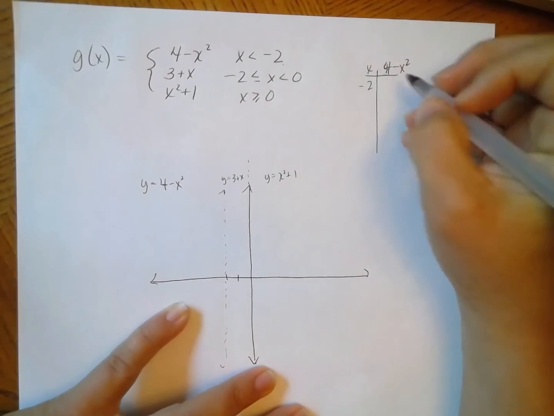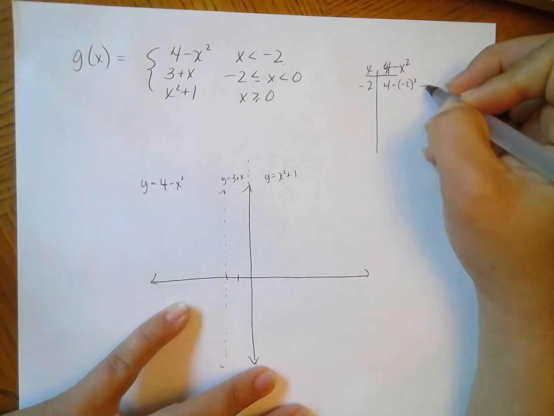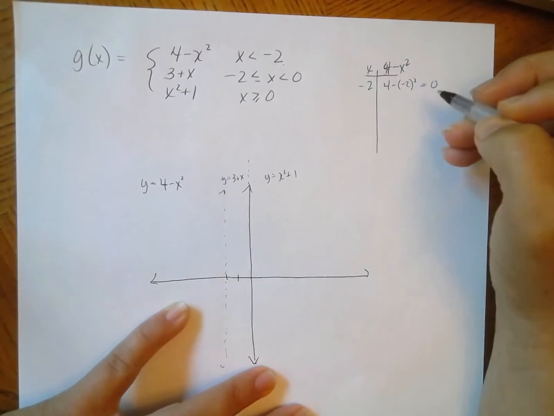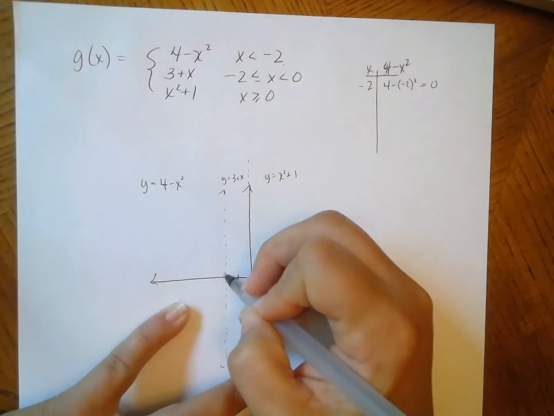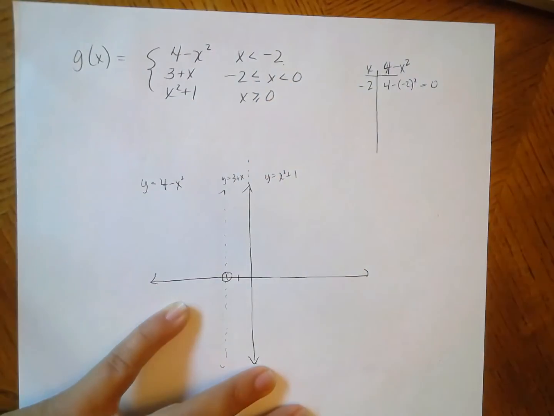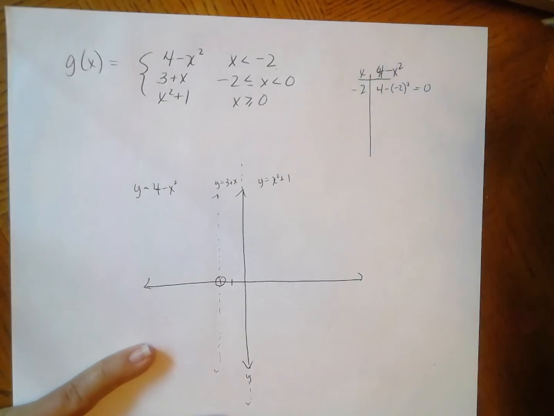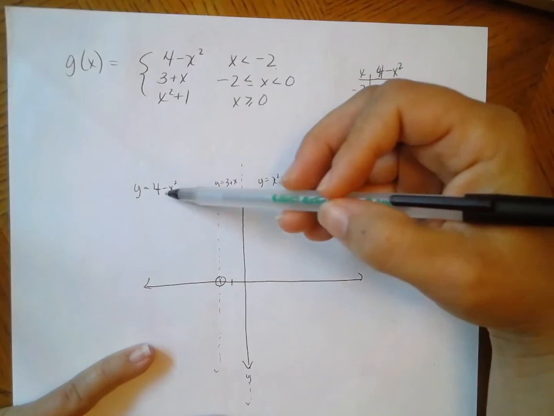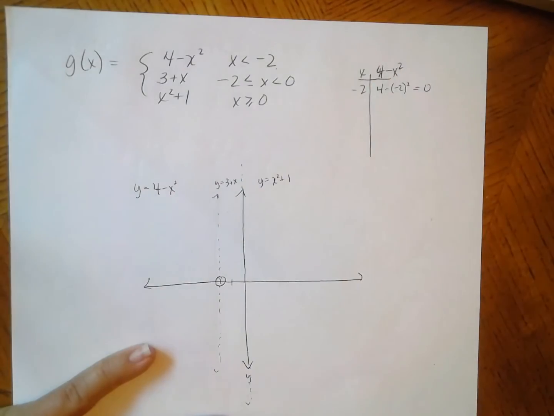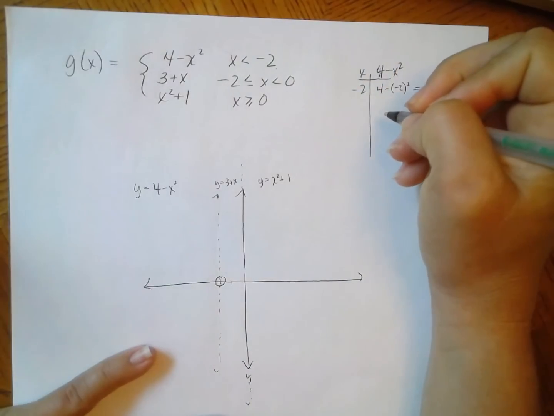So if I plug in -2, then I have 4 minus (-2) squared, which is 4 minus 4, which is 0. Okay, so this is going to attach at (-2, 0), and it's going to be open, again, because there's no equal sign here at -2. Now this is a quadratic, and quadratics always have sort of a U shape to them. This is actually a negative x squared, so it should be like a downward type of U shape to it.